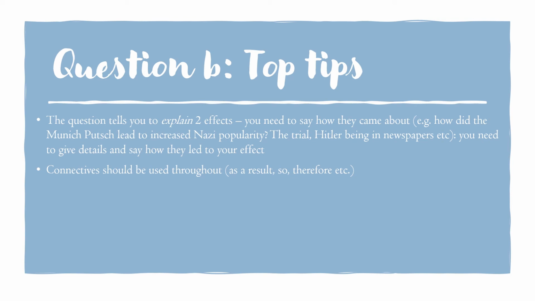Connectives are a really good idea to use throughout, as a result, so therefore, especially if you're providing historical details, just to back up, to give evidence of stuff. So if you're saying the Nazis had increased popularity, you could say, as a result of this, they got however many seats in the elections of this year. So this shows that you've got evidence and historical detail that backs up what you're saying.